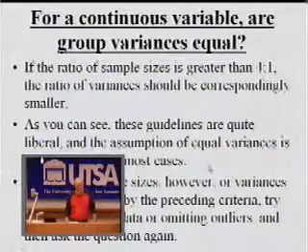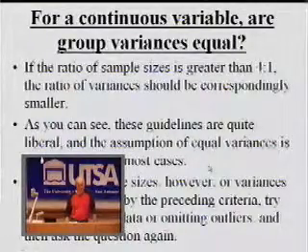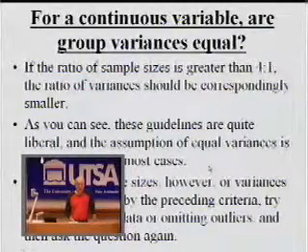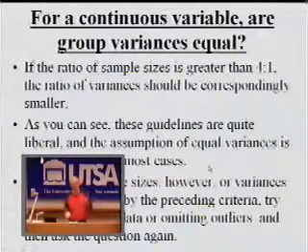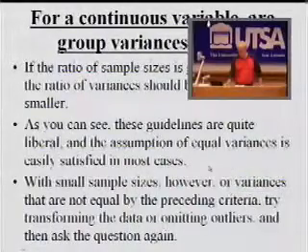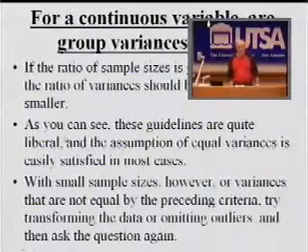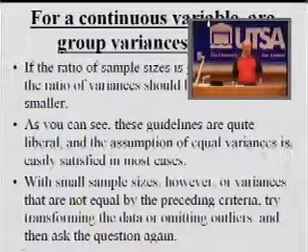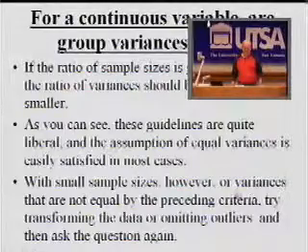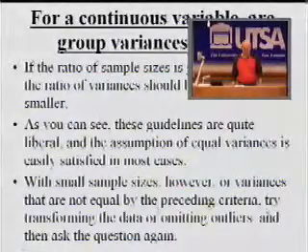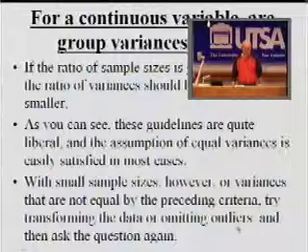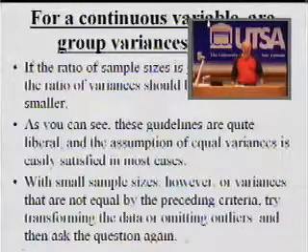So in other words, small sample sizes, especially when being compared to excessively large sample sizes, lead to problems in evaluation because you have such an imbalance of data points contributing to your calculation of variance, standard deviation, and the mean. So as you can see, these guidelines are quite liberal, and the assumption of equal variances is easily satisfied in most cases. With a small sample size, however, or variances that are not equal by those criteria we just mentioned, you can transform the data or omit the outliers, and that's what I'm going to show you in a while, and then ask the question again.